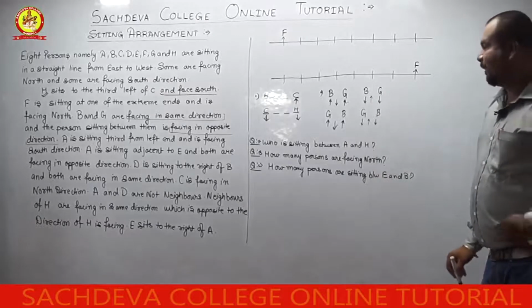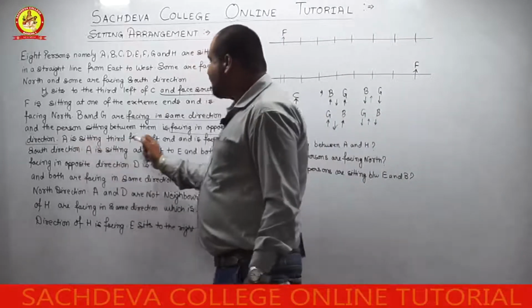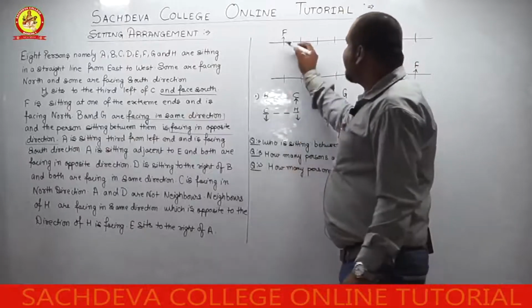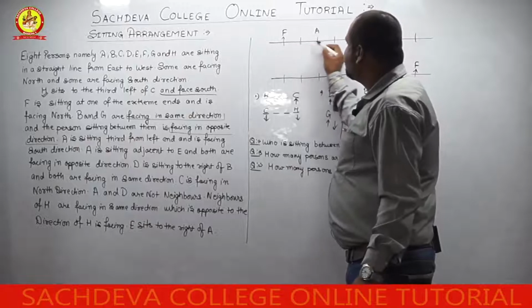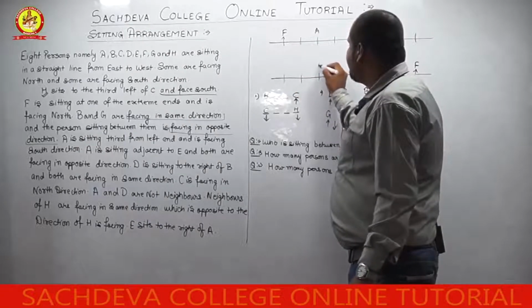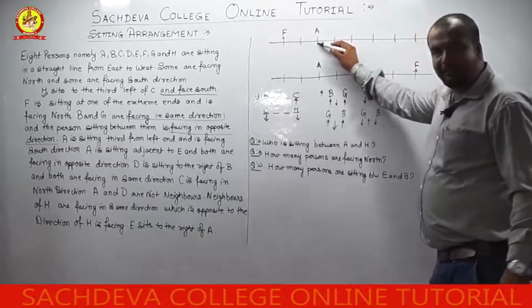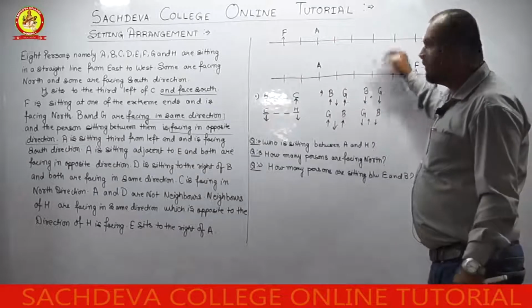Yes or no? Now, the next line: A is sitting third from the left end. This is a confirmed position of A. That is, A is sitting third from left end, 1, 2, 3. So we have two possibilities for A. Both the positions are fixed in both the conditions.